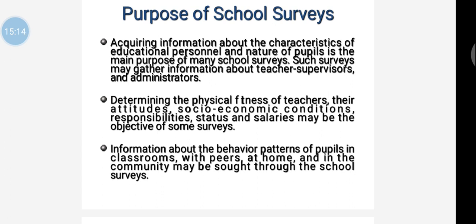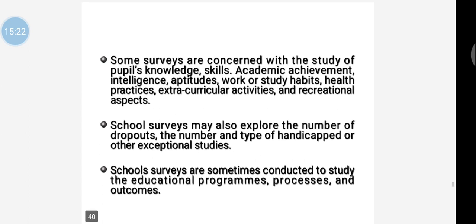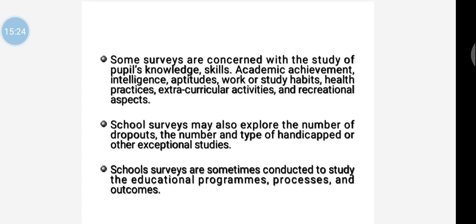Information about the behavior pattern of pupils in classrooms, with peers, at home, and in the community may be sought through school surveys. Then, some surveys are concerned with the study of the pupils' knowledge, skills, academic achievement, intelligence, aptitudes, work or study habits, health practices, extracurricular activities, and recreational aspects. School surveys may also explore the number of dropouts, the number and type of handicapped or other exceptional students.